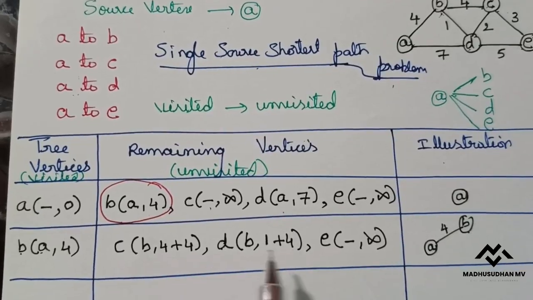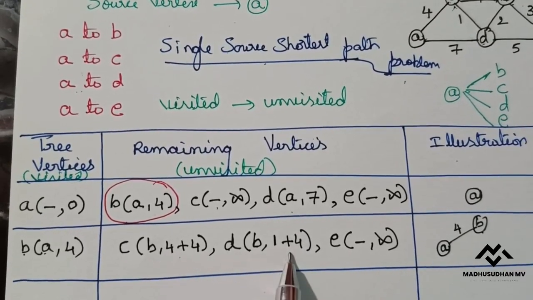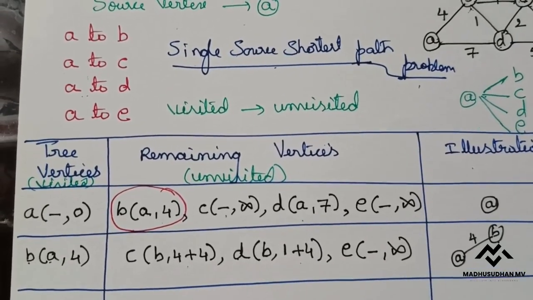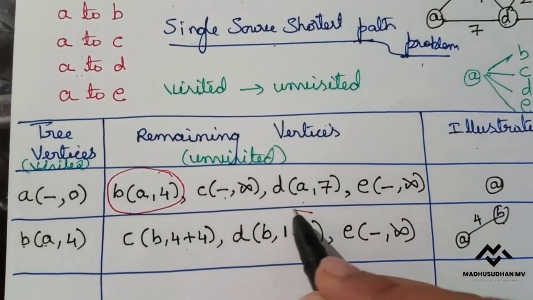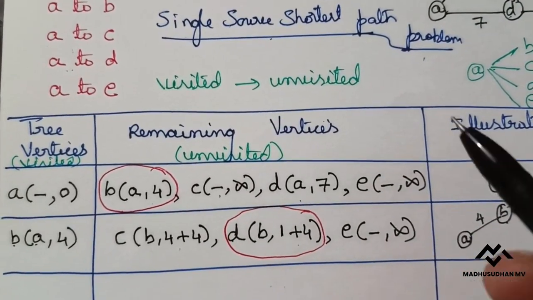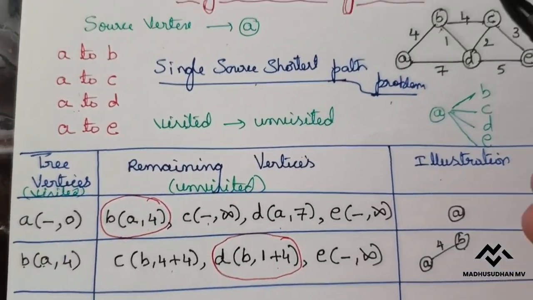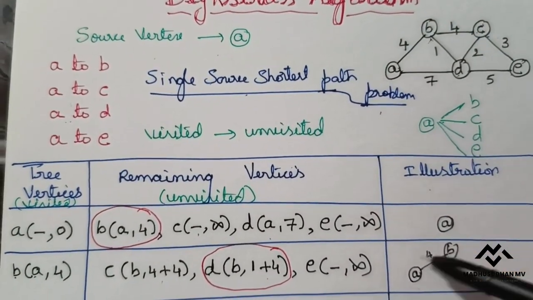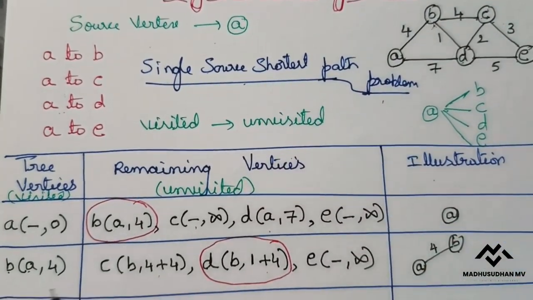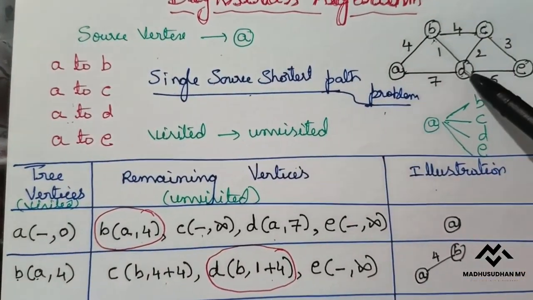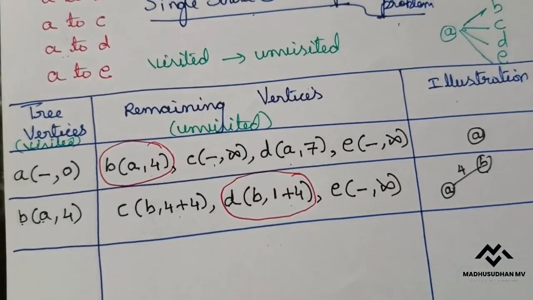So now among these, which is minimum? 8, 5, infinity, which is minimum? 5. So I am selecting D. That means I decided, first, a vertex from A to B. Now from B to D. That means first I moved from A to B. Then I decided I need to move from B to D. So this is B to D. Okay, so I will write.